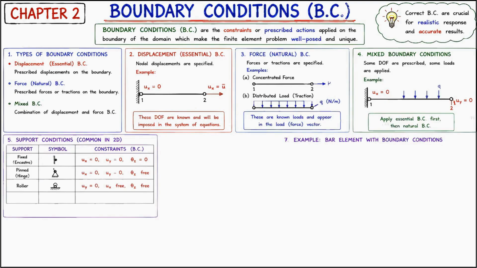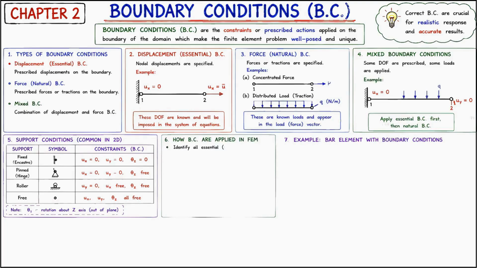These boundary conditions are represented through different types of supports. A fixed support prevents both translation and rotation. A pin support prevents translation but allows rotation. A roller support restrains movement in one direction while allowing movement in the other. A free end has no constraints.